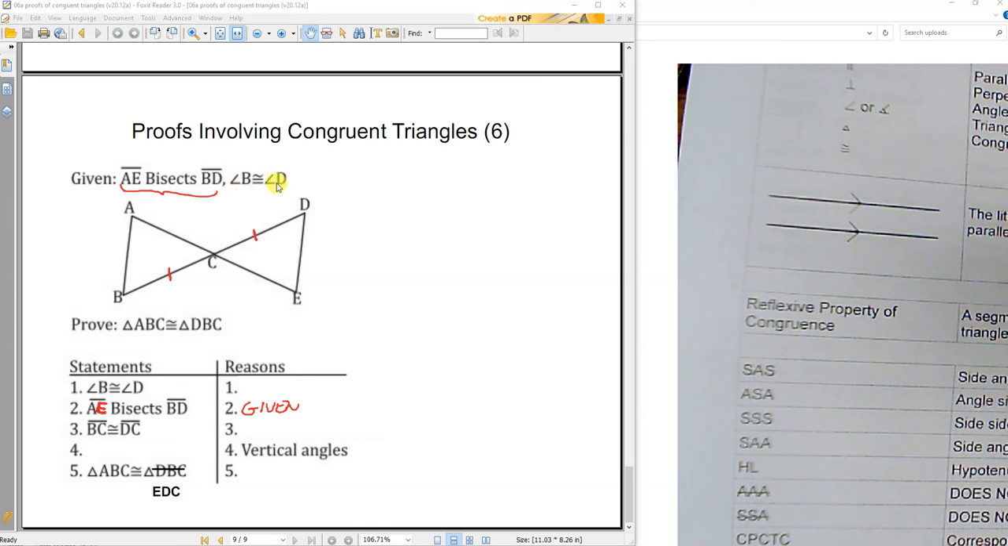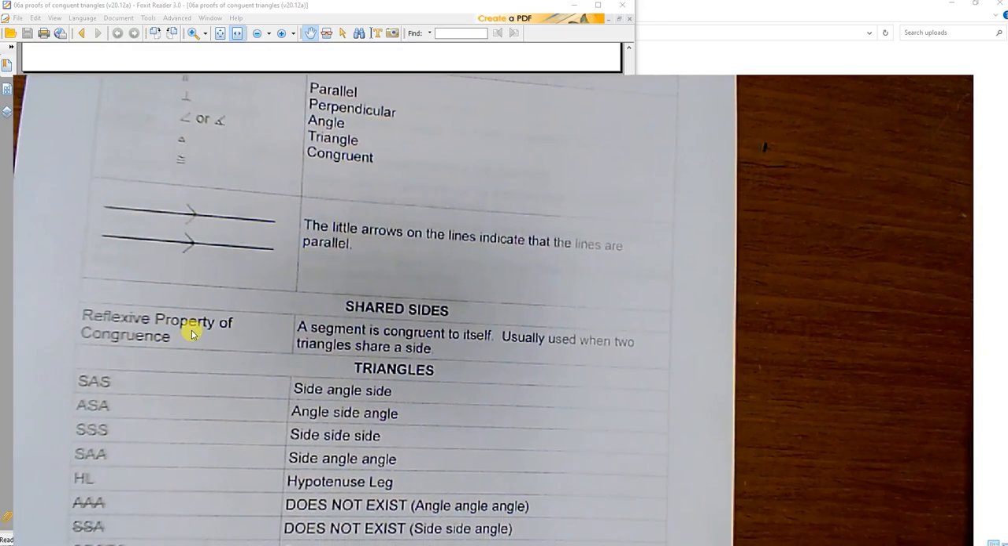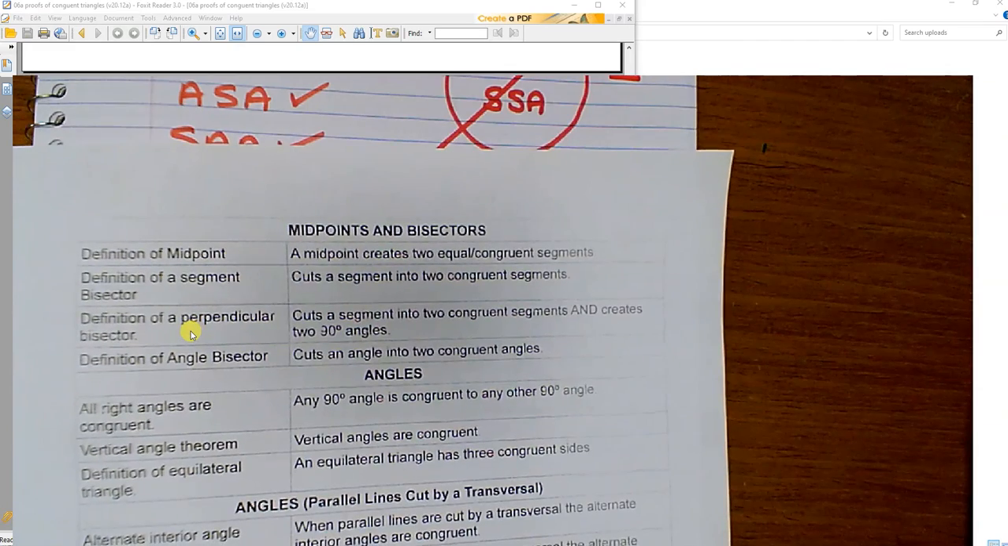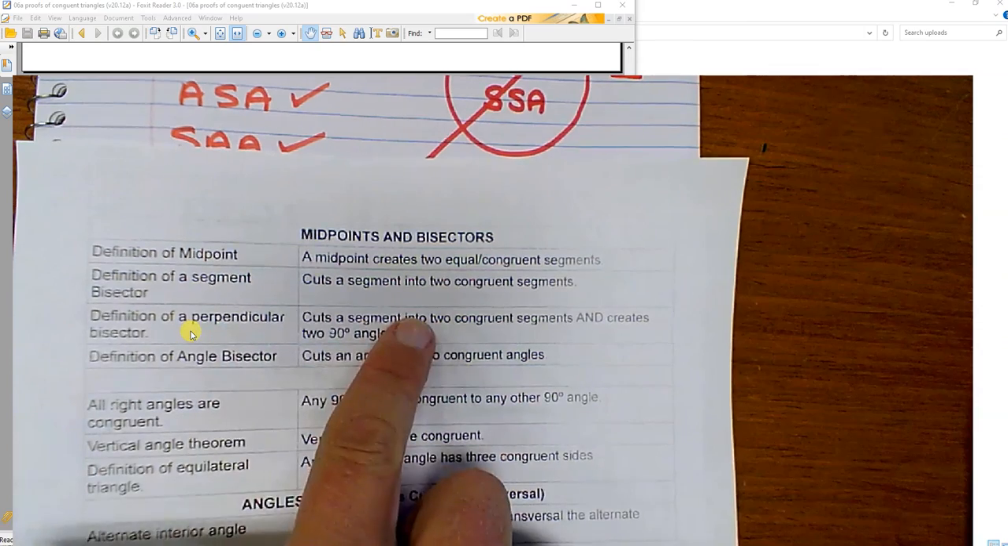Angle B is congruent to angle D. That was given. BC is congruent to DC. Okay, how do I know that? That's the definition of a bisector, that it creates two congruent pieces, and I have that right here. Definition of a segment bisector: it cuts a segment into two congruent segments.